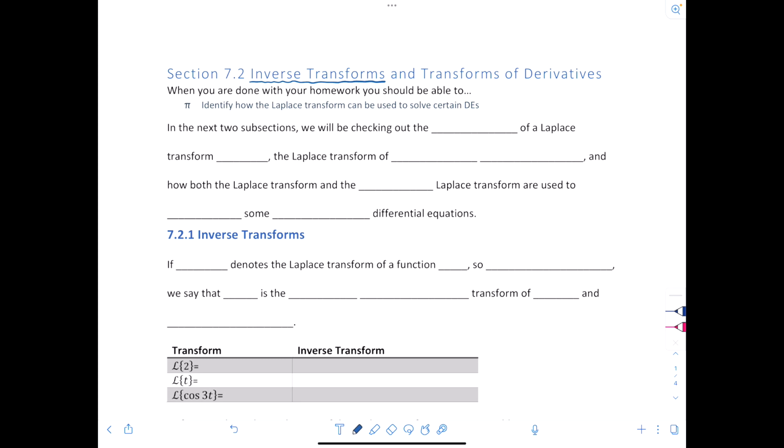So in the next two subsections, we will be checking out the inverse of a Laplace transform, capital F at S, the Laplace transform of derivatives, F prime at T, F double prime at T, and how both the Laplace transform and the inverse Laplace transform are used to solve some ordinary differential equations.